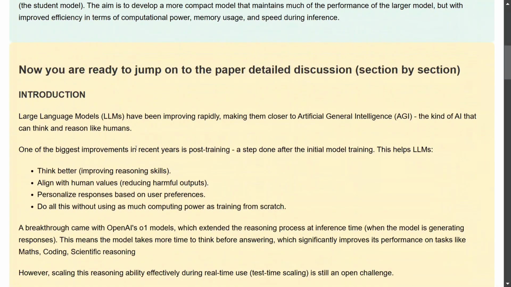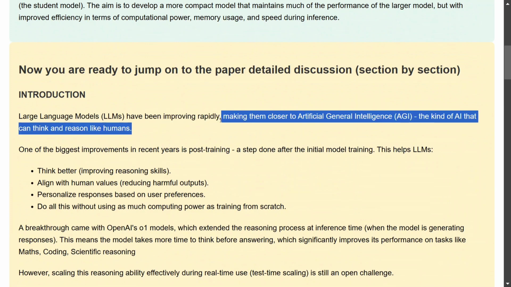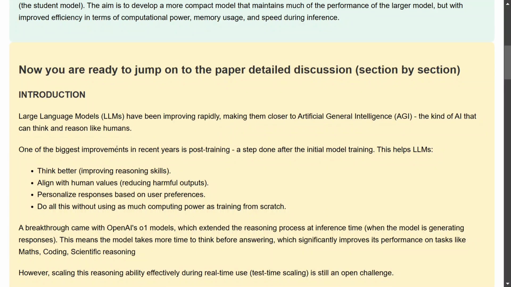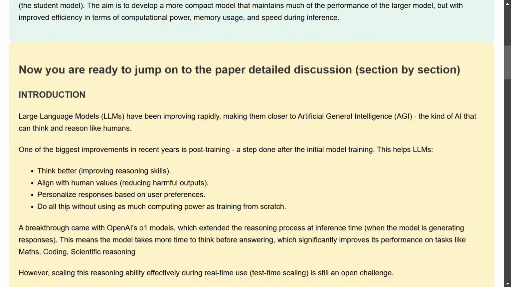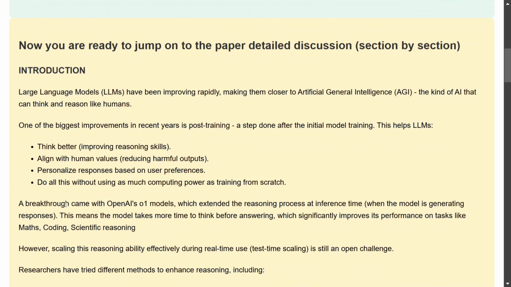Now, let's jump on to the introduction of the paper first that I've summarized already, where they are trying to mention what the model is doing, what this paper is all about, and how they have improved. So, LLMs have been improving rapidly, going closer to AGI. One of the biggest improvements in recent years is post training, a step done after initial model training. This helps the model to think better, align with human values, personalize responses, and do all this without using as much computing power as for training. So, this is mentioning the fine tuning part.